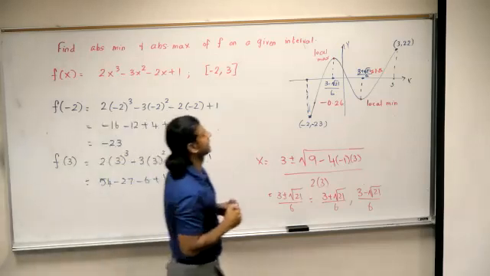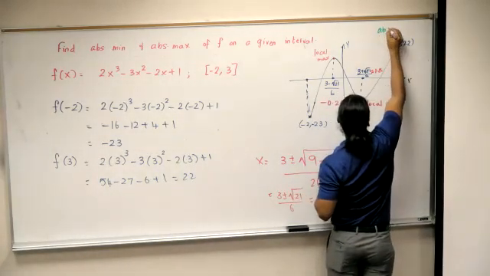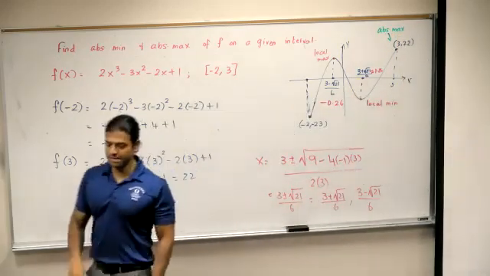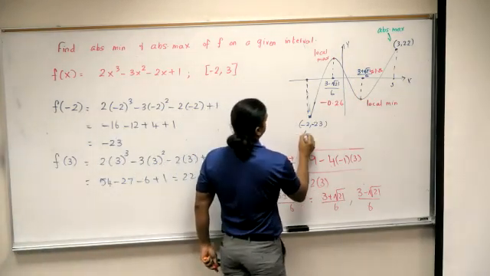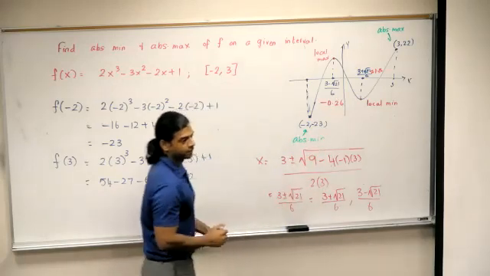The endpoint. So the absolute maximum is at (3, 22). Where is the absolute minimum? Endpoint. Right here. Absolute minimum.